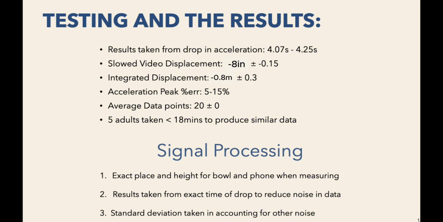Now to look at our signal processing. First, the exact place and height for the bowl and phone when measuring was always the same. This helped in getting those 20 data points consistently and having our values and data be within 5 to 15%. We then used an exact time to record data for the time drop in order to reduce extra data or noise in our data and graphs. Then this allowed us to calculate standard deviation while also taking into account other forms of noise, such as inaccuracy in start time or Wi-Fi errors.